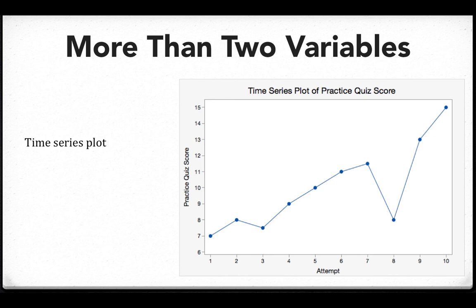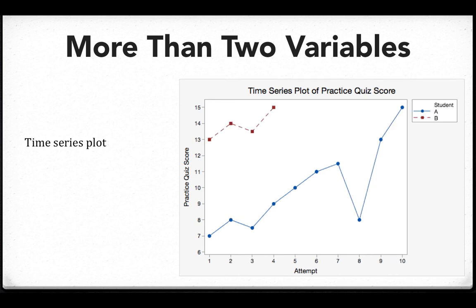We could also construct a time series plot with groups. So here, the bottom line is the same plot that we saw on the last chart, but it added a second student. The second student only took 4 attempts, and we can see how that student's score increased over time as well.